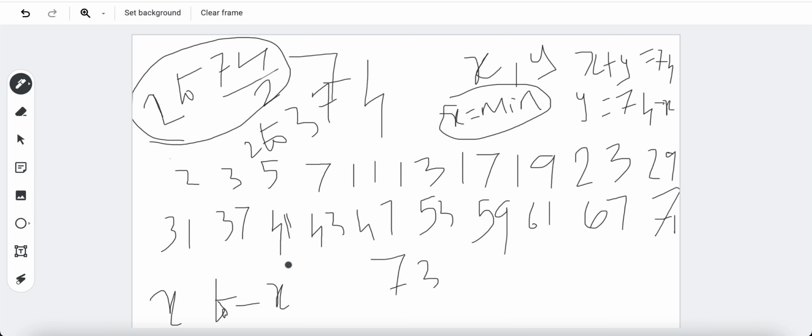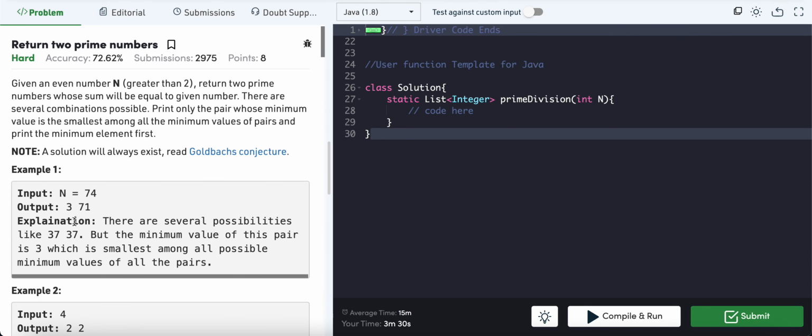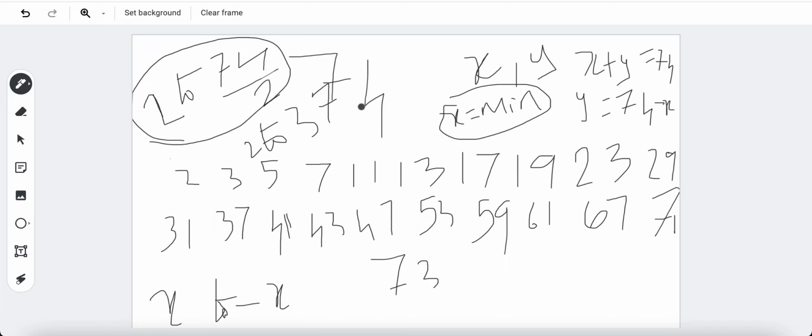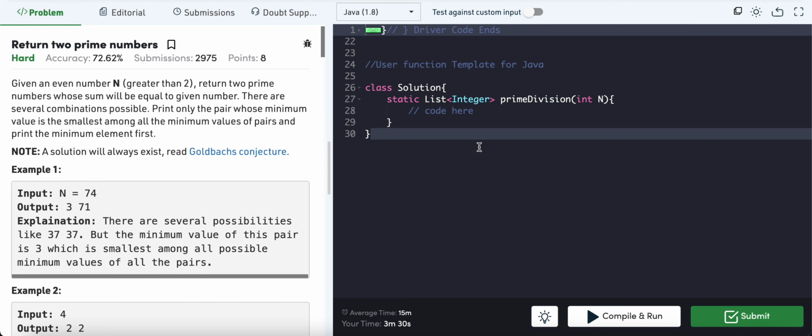if we say the answer is 3 and 71, okay, so we check 3. 3 is a prime. Then the other number is 74 minus 3. So we don't want to check until 74. We only need to check until the middle of the number, 74 by 2. So that's it.